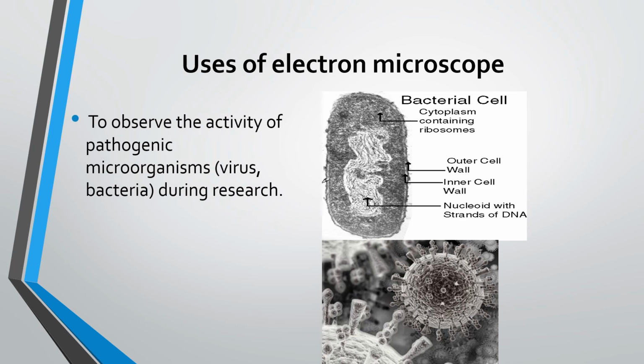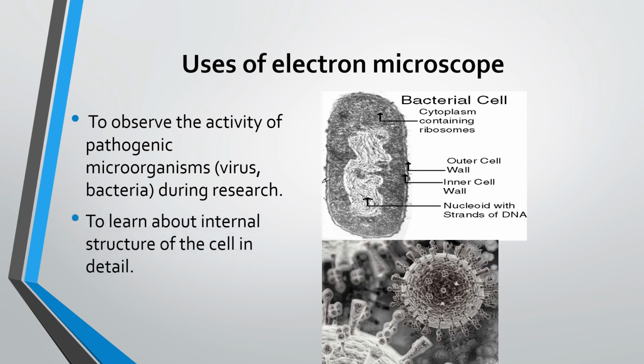So using the light microscope, you cannot observe the viruses as they are too small, and also you cannot observe the bacteria in detail. So in research purposes, we are using the electron microscope to observe the activity of pathogenic microorganisms like viruses and bacteria. And also to learn the internal structure of the cells in detail, we are using the electron microscope.